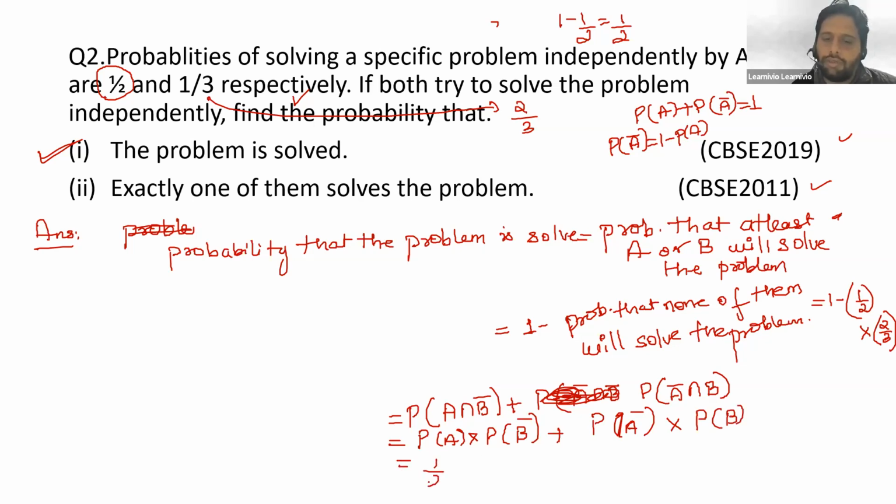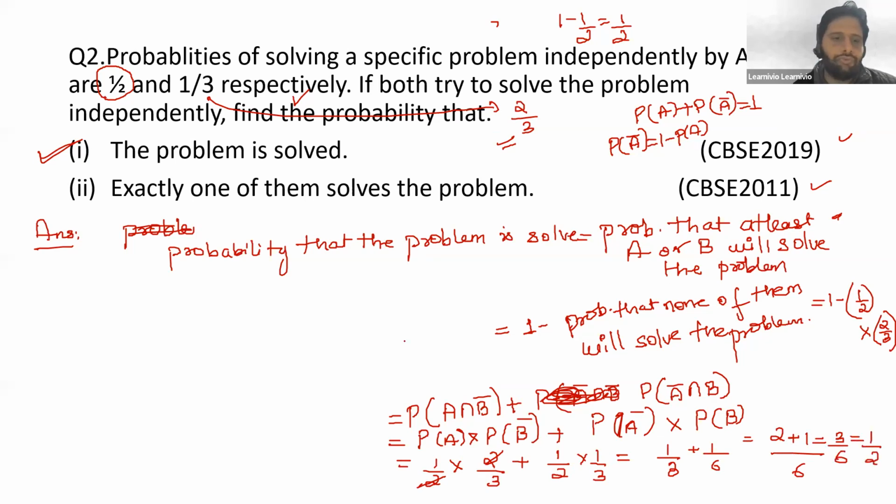So what is PA? It is already given 1 by 2. What is PB naught? We have just found out here. This is PB naught, so 2 by 3, plus PA naught. PA naught is 1 by 2. What is PB? It is 1 by 3. So cancel out these two. Here you get 1 by 3 plus 1 by 6. Take the LCM 6. So 2 plus 1, 3 by 6 will give you 1 by 2. Okay, so this is the second one.